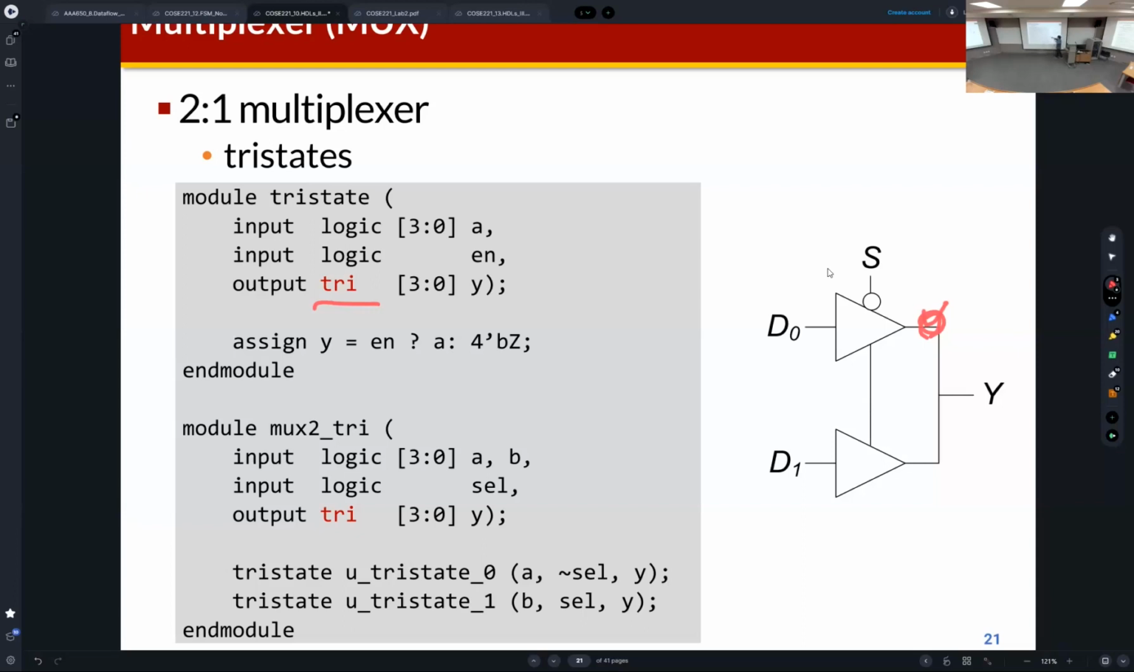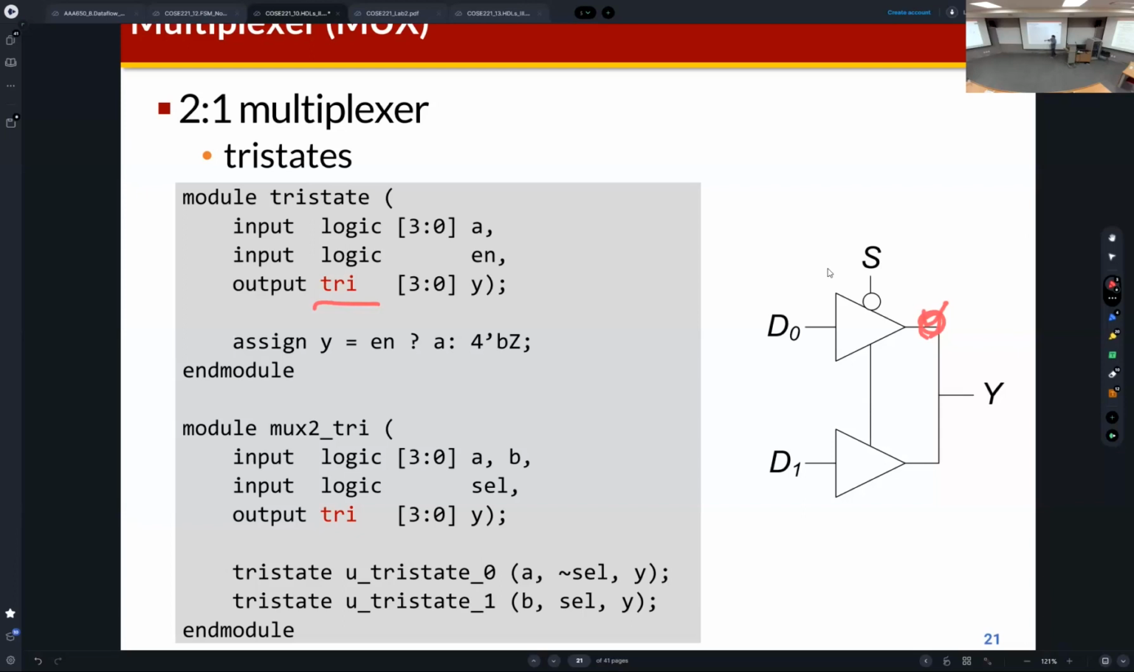We can also combine two tri-state gates to implement the 2-to-1 multiplexer, which means that the Y is connected to each other. So the output Y of this multiplexer also needs to be declared as a tri data type. Actually, it was missing in the original slide, so I want to fix this slide.